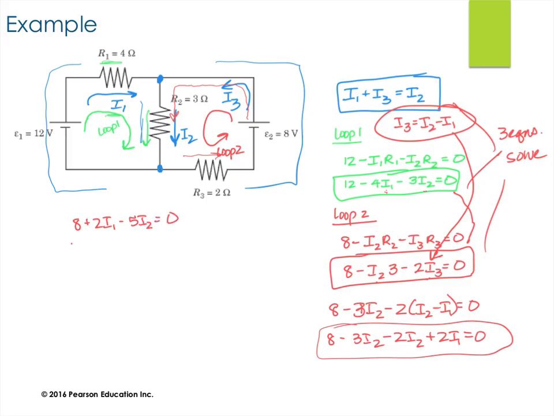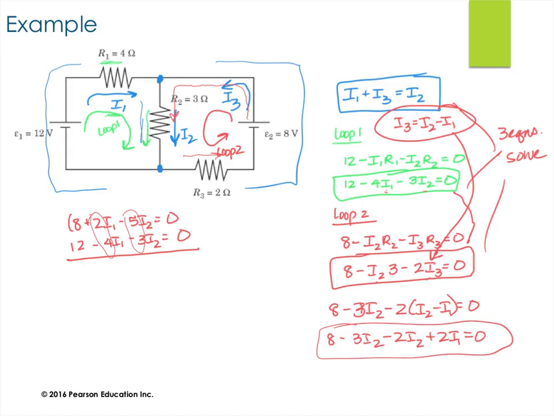And the other equation was 12 minus 4i1 minus 3i2 equals 0. I usually like to multiply one of my equations by a constant and then add the equations or subtract them so that I can get down to one unknown. And the idea is to get one of the sets of coefficients to have the same value.